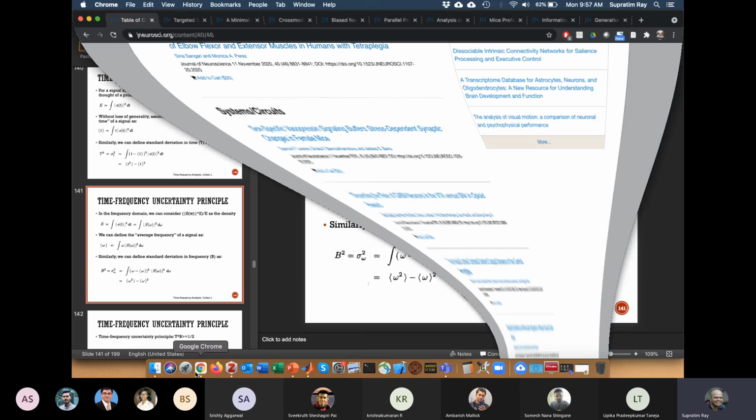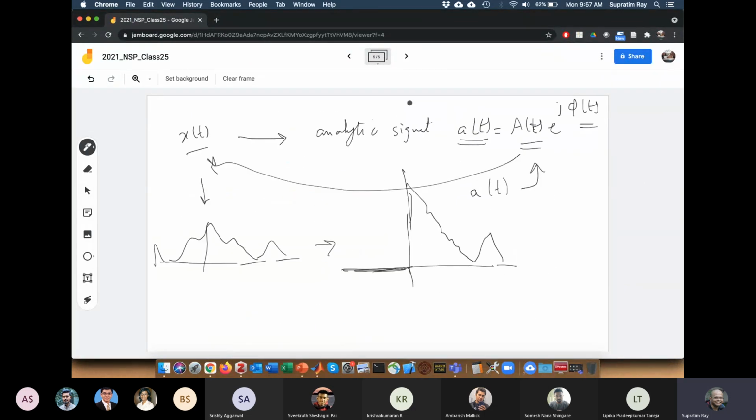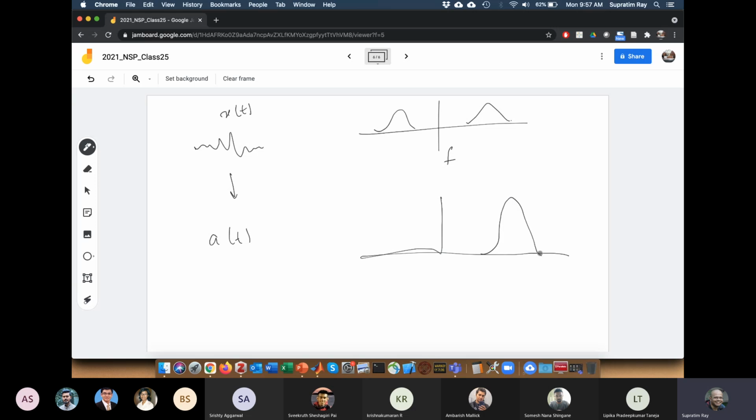Let me just finish off by telling you why this is called a Hilbert transform. I told you that the name of the signal is analytic signal. But to reconstruct the analytic signal, here's the process. So I've got a signal x(t). From this I want to generate a signal a(t) such that if x(t) is symmetric here in the frequency domain, a(t) is concentrated on one side. So how do I do this?